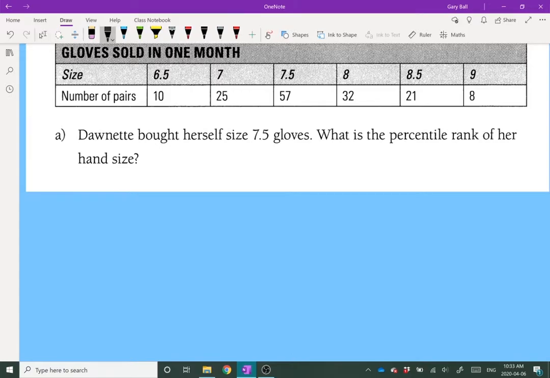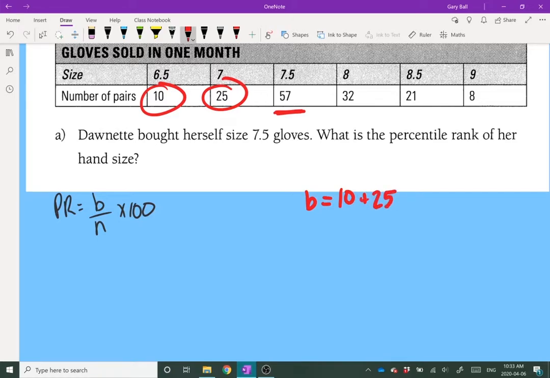So if we go back to our formula, percentile rank equals number below divided by the total number times 100. Before I can do that, I have to do a couple of calculations. First one. Let's take a look at how many are below. So she bought a pair of size 7.5. So for number below, I'm going to have to add this number and this number because 10 pairs were sold that are 6.5, 25 pairs were sold that were 7. We've got 35 pairs of gloves were sold that are smaller than her.